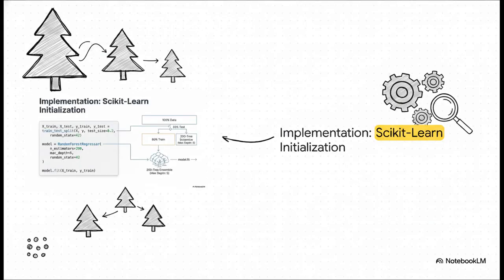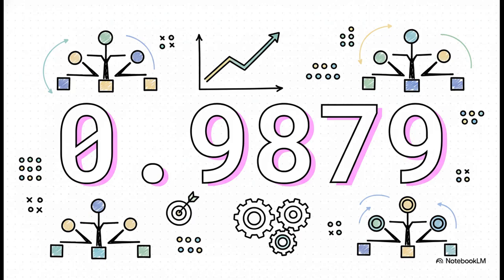To tackle this, we'll use Python's scikit-learn library. We initialize a random forest regressor and strategically split up our data. We're feeding 80% of our known data in to train an ensemble of 200 independent trees, and we're holding back 20% to test it later. We also set a max depth of 5, just to keep the complexity in check. After fitting the model to the training data, we ask it to predict the yield strength on that unseen 20% test data. And wow, the resulting R-squared score is an absolutely staggering 0.9879.